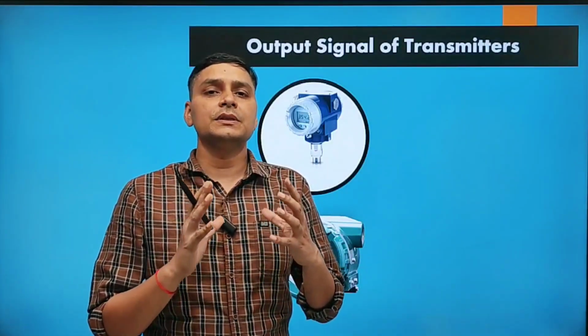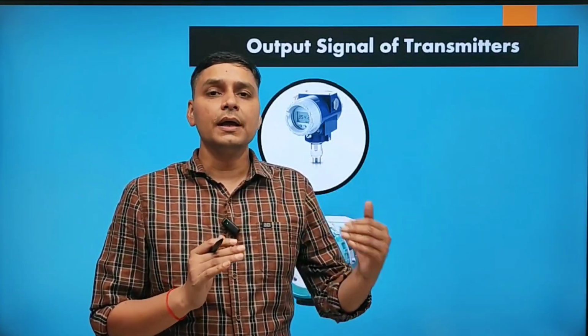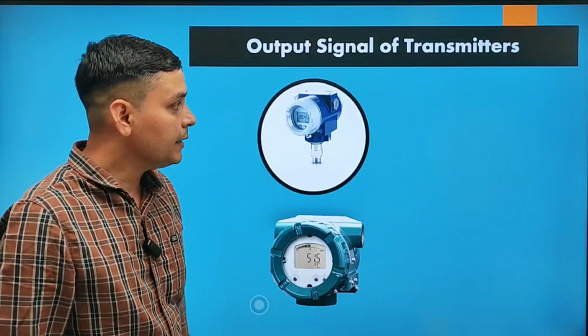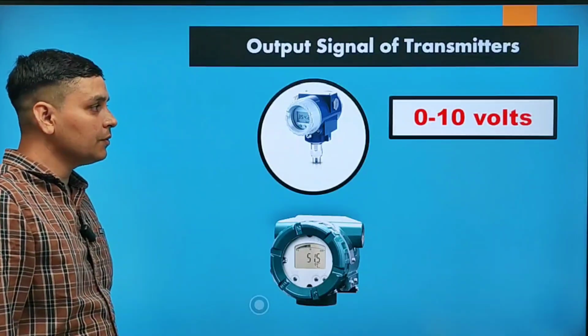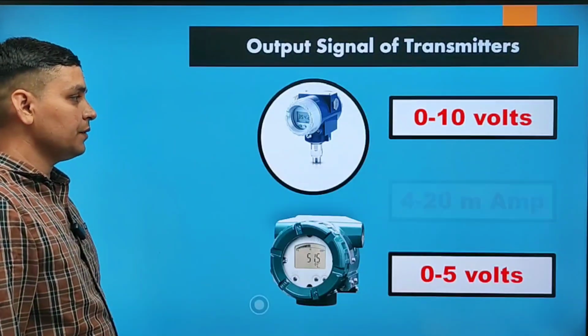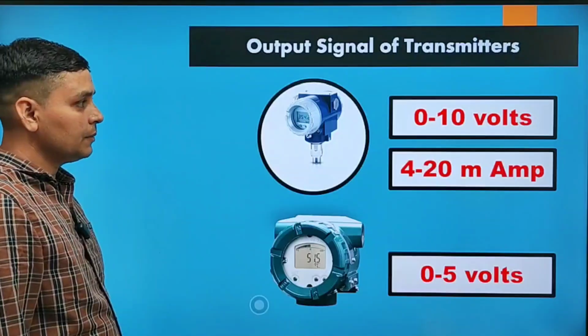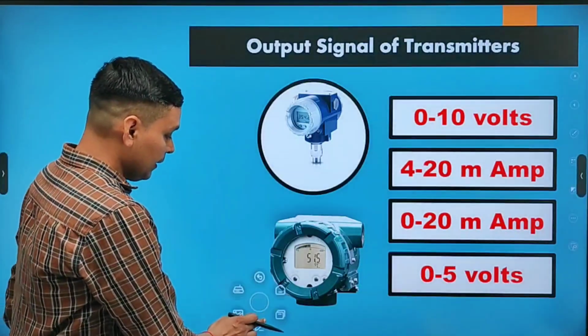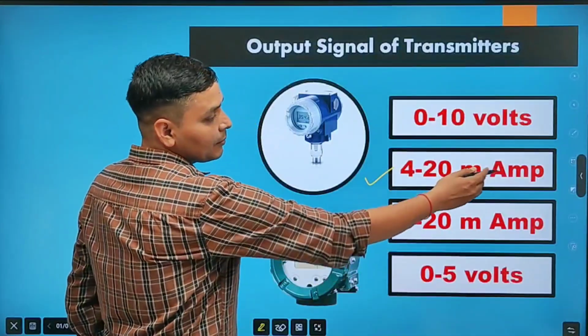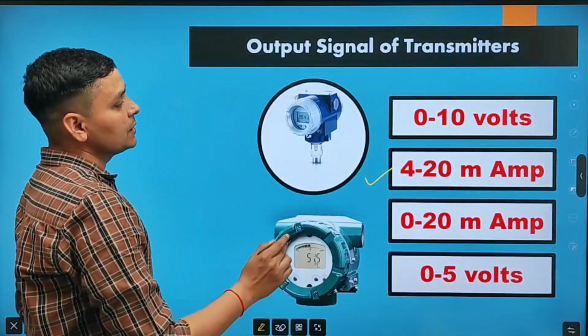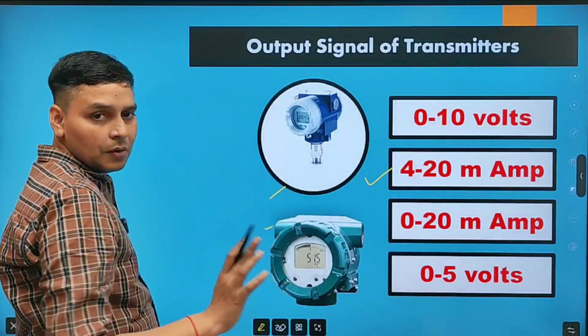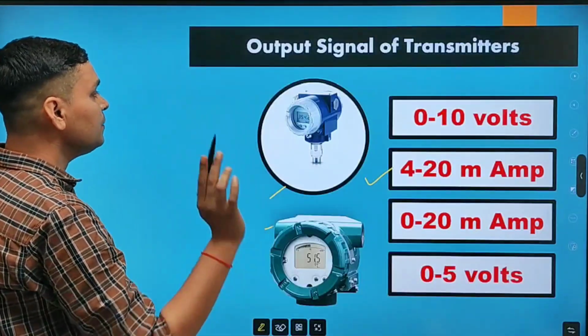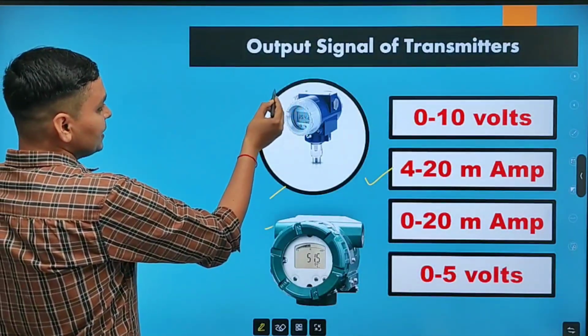We have discussed that a transmitter transmits its value to any controller or any indicator. But a transmitter transmits its value in the form of an electrical signal, like 0 to 10 volts, 0 to 5 volts, 4 to 20 milliamperes and 0 to 20 milliamperes. Here 4 to 20 milliampere is the most common output signal of transmitters.